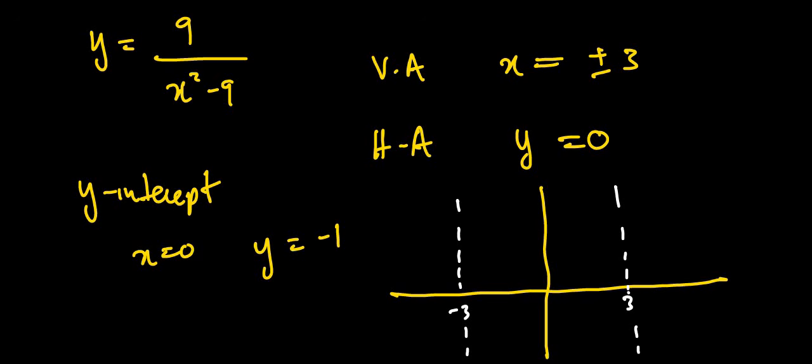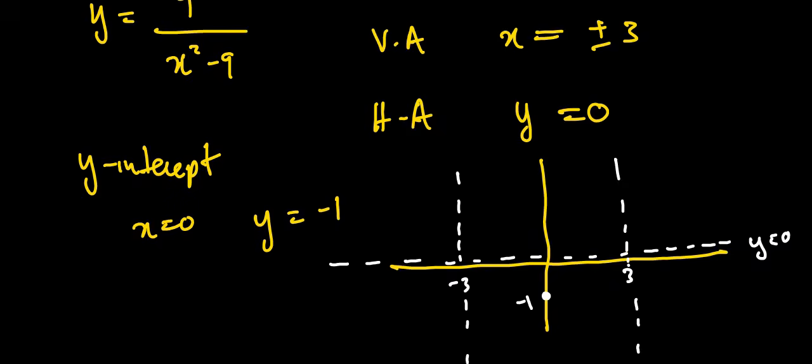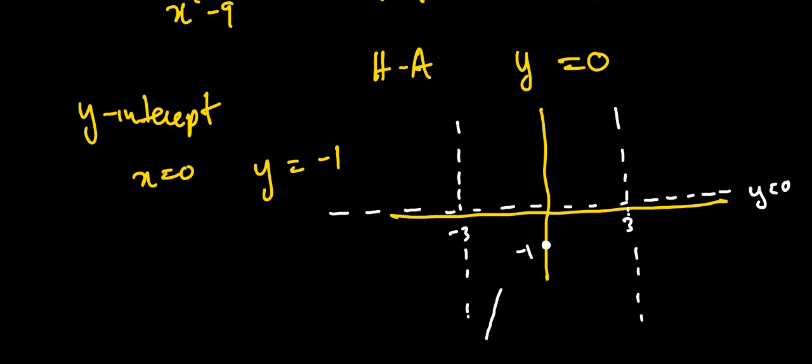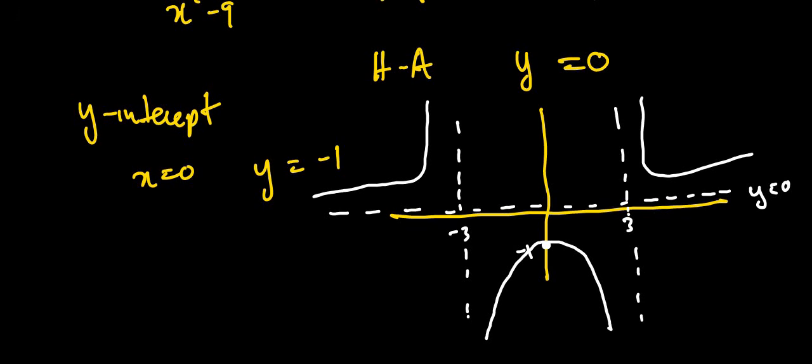But we're also not allowed to touch this guy. This is y is equal to 0, the horizontal asymptote. But we are allowed to touch the y-intercept at -1. So -1, we're supposed to touch it there. So the graph here will simply come like this, turn this side. Then the other twins will simply be in this direction and in the other direction. So this is how the sketch was supposed to be.